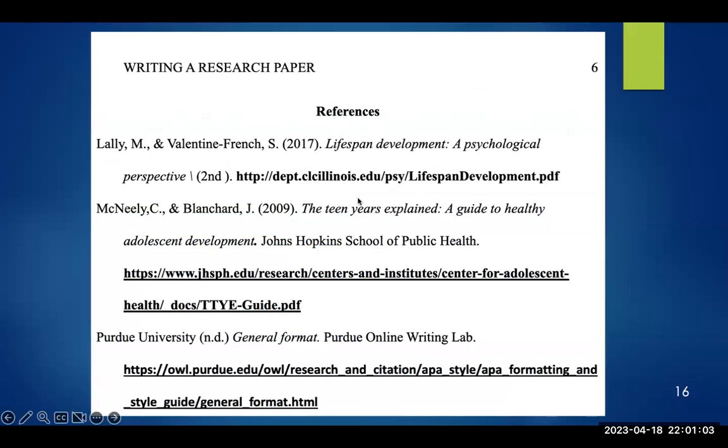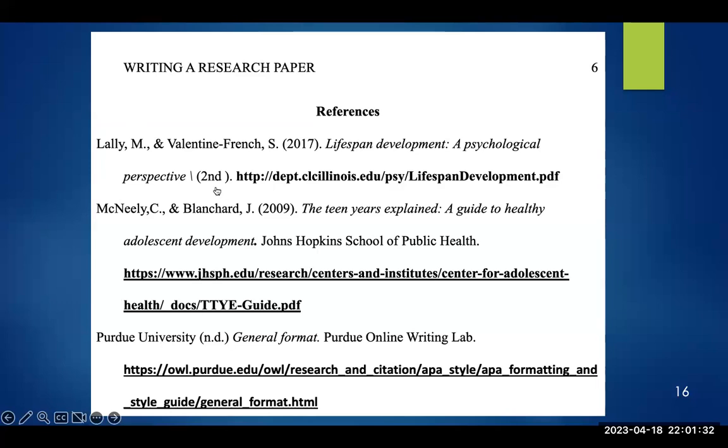Your reference page, as you can see, will be one of the last pages. The title is going to be References in boldface and centered, no underline, no colon, right? You're going to be using a hanging indent, as you can see. The entries are going to be in alphabetical order by author's last name or the institutional name, for instance, Purdue University.